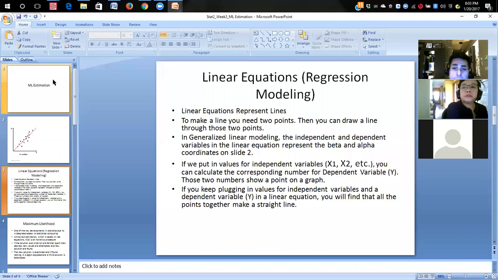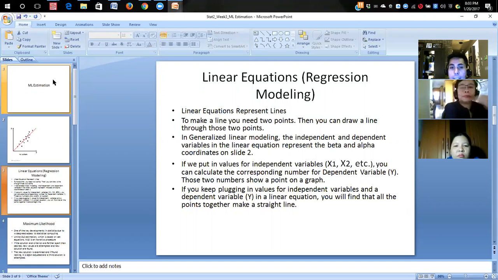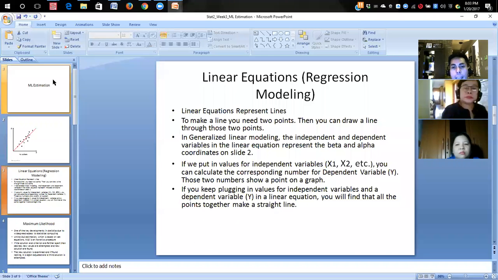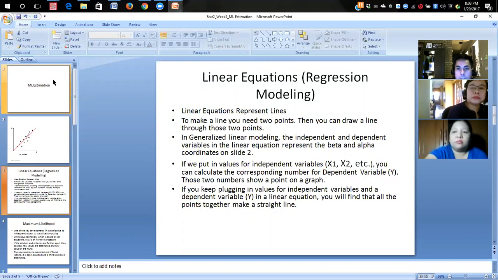And in generalized linear modeling, the independent and dependent variables in the linear equation represent the beta, or the Y, and the alpha coordinates on slide 2. If you can see here, your beta is your Y-axis, and your alpha is your X-axis. Basically, in generalized linear modeling, your linear equation represents the beta and the alpha coordinates that you see on slide 2.